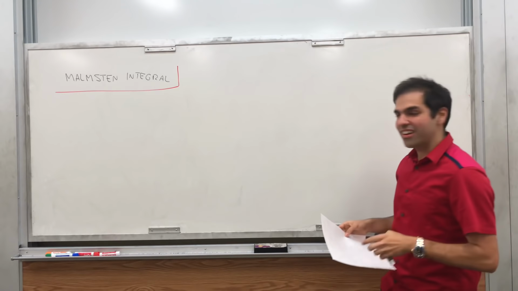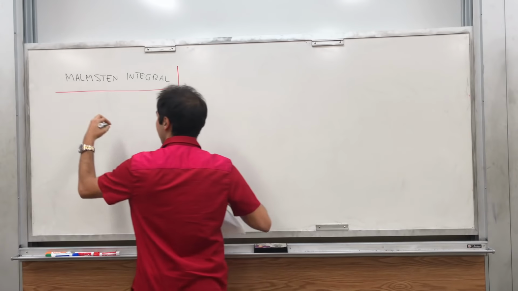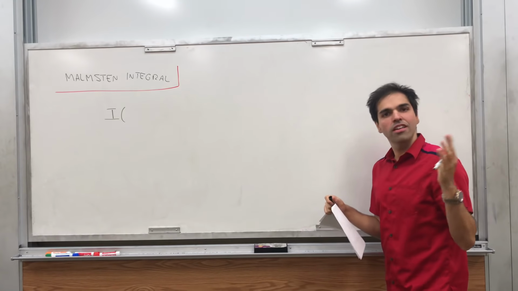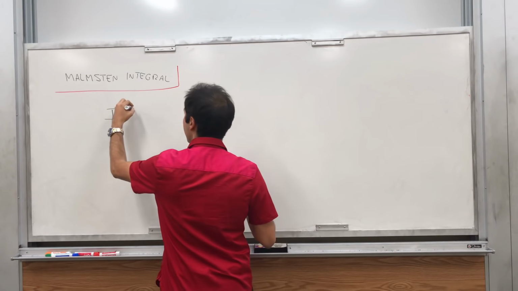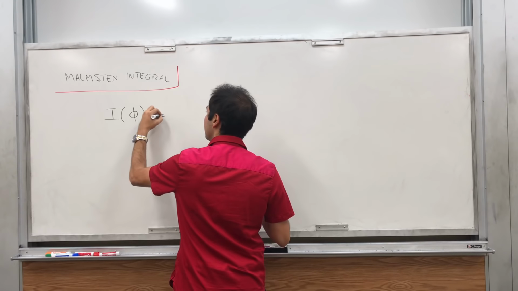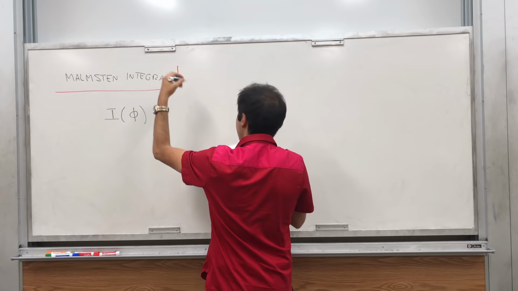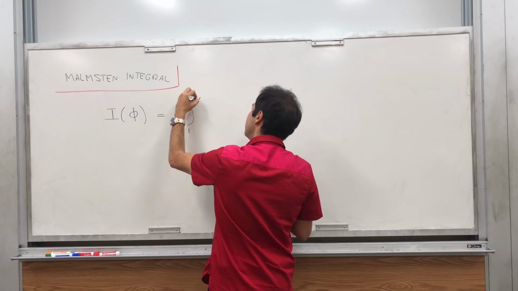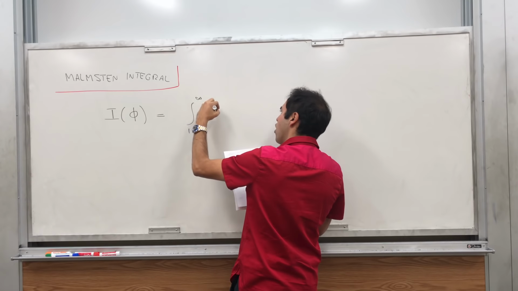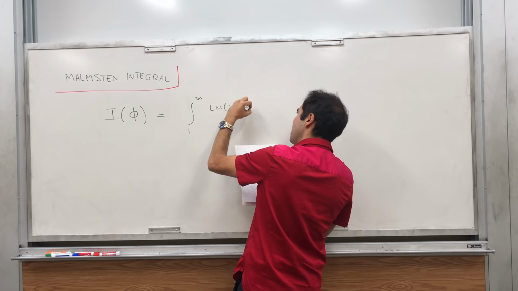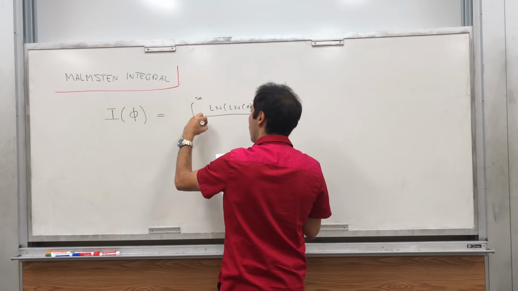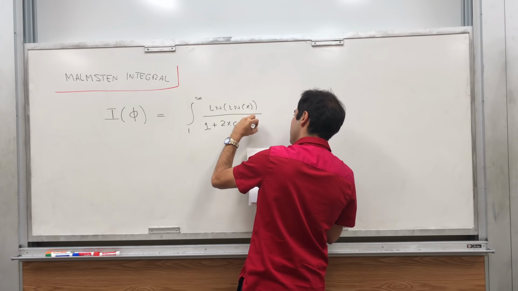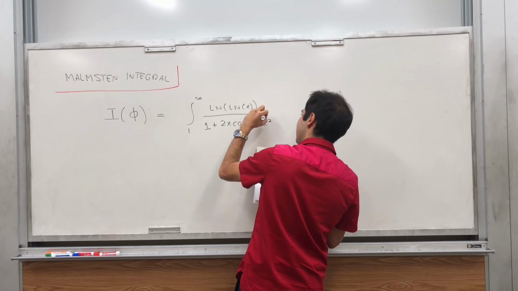So let's get started. So what is the Malmsten integral? It's a family of integrals that depends on a parameter. Let's call it phi, or theta, or alpha, whatever you want. So not the golden ratio, but any angle between minus pi and pi. And this is the integral from 1 to infinity of ln of x over 1 plus 2x cosine of phi plus x squared dx.